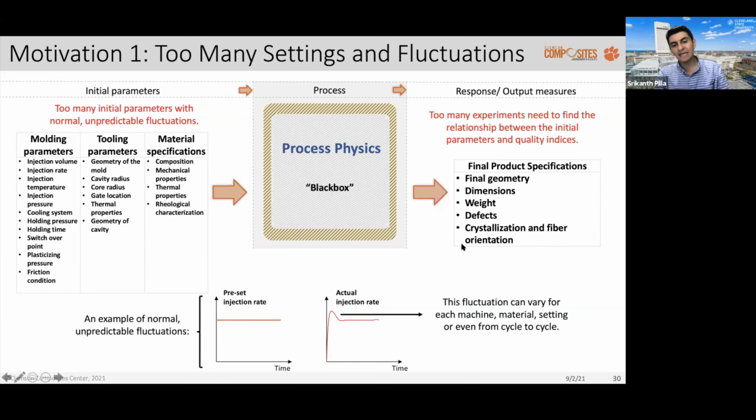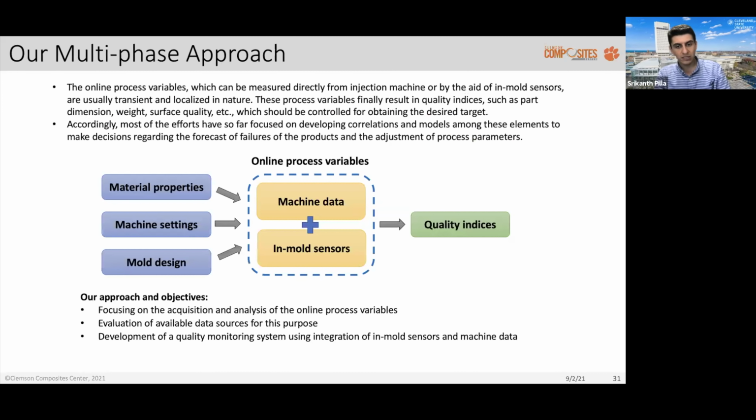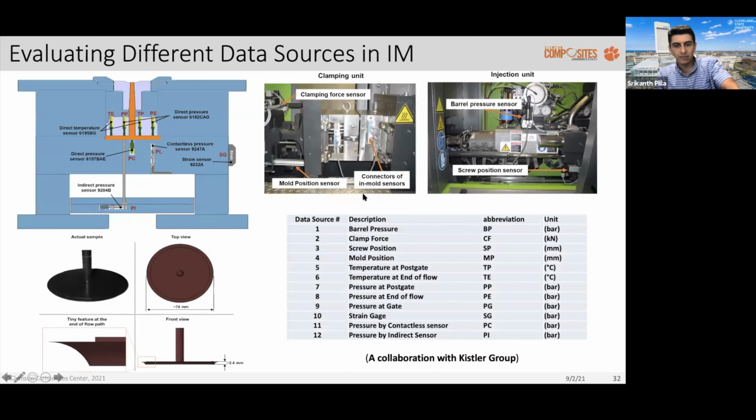But instead of that, if we focus on the real-time process data, which are significantly lower in terms of the number of data, then we can more efficiently control the quality of the process. As I mentioned here, instead of initial parameters, we focus on online process variables.